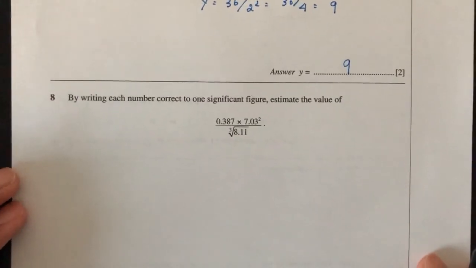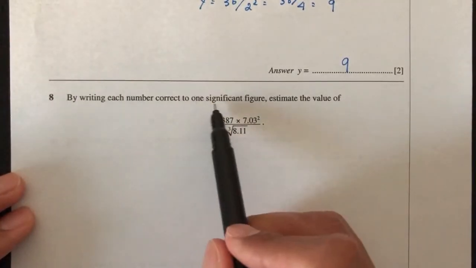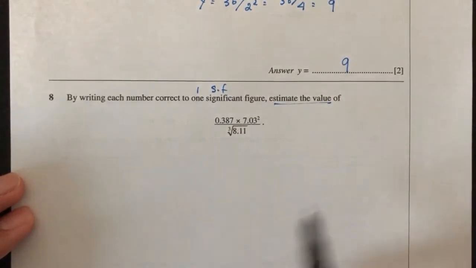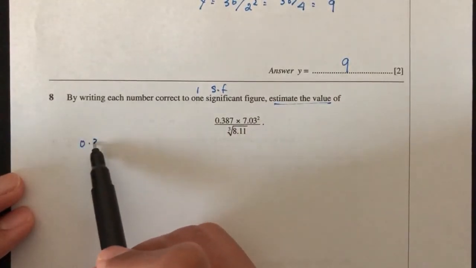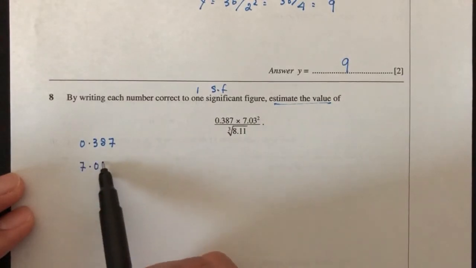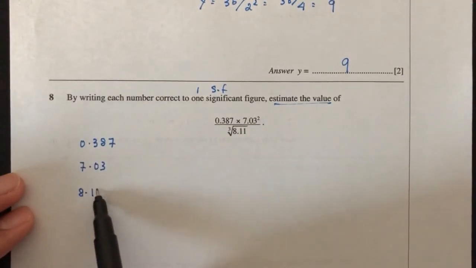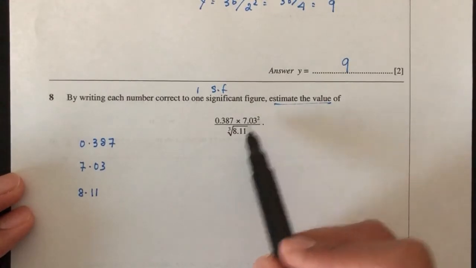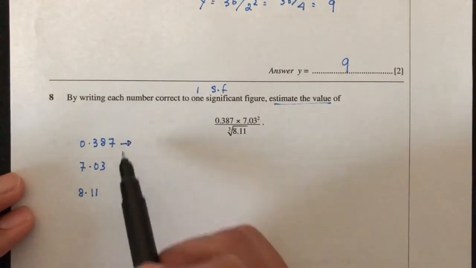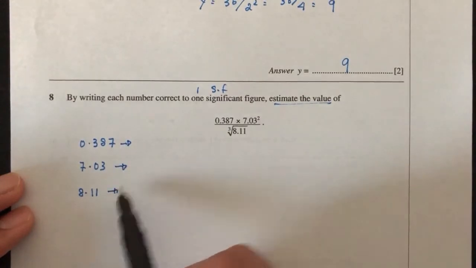Now for question number 8, by writing each number correct to 1 SF, find this value. So here we have one number, 0.837, we have 7.03, and we have 8.11. At first we ignore the powers and the square roots, just leave them alone for now. So write these numbers down to 1 SF.